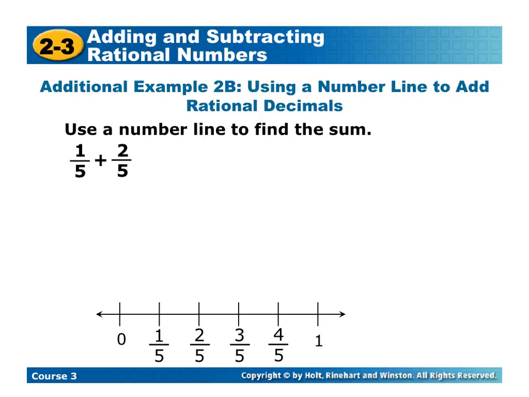So first we want to add 1/5 plus 2/5. So we would start at 0, and we're going to go to 1/5. And then from there, we're going to add 2 more fifths. So here's 1/5, 2/5. So here's our 1/5. And then this would be our 2/5, giving us a total of 3/5.